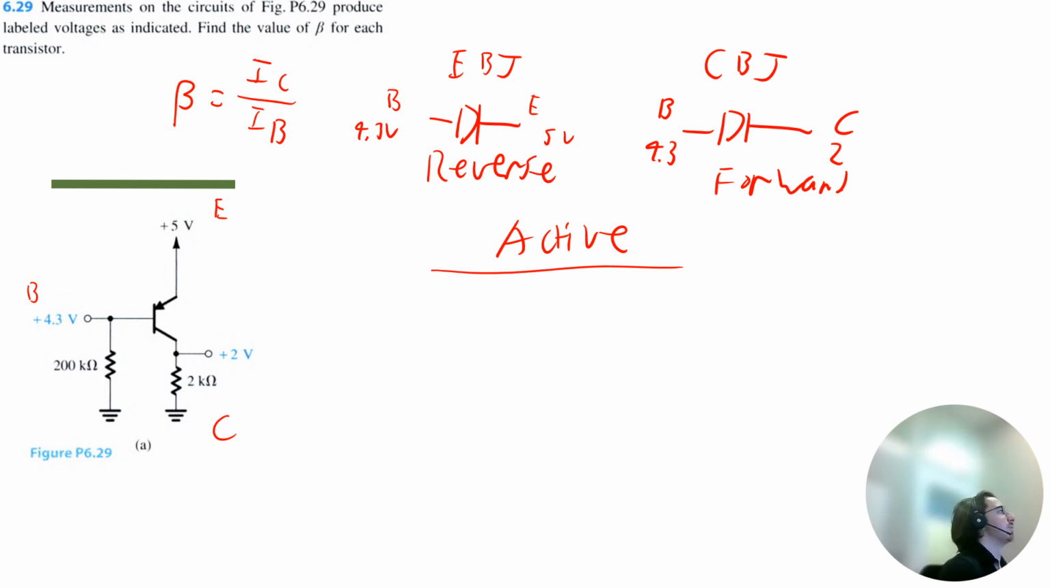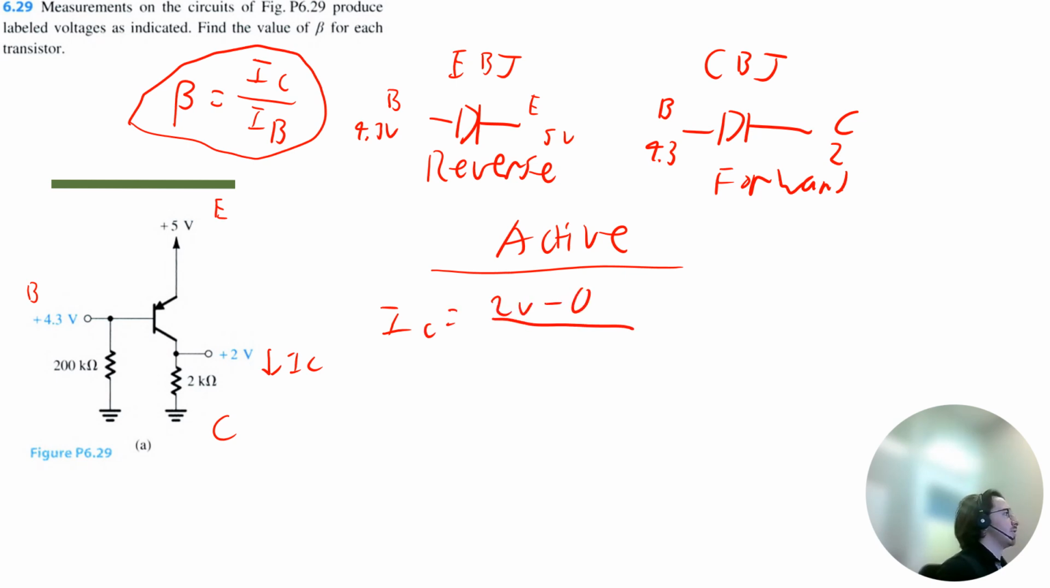So therefore we can leverage this equation, beta equals collector current divided by base current. So let's start by solving for the collector current. That is going to be 2 volts minus 0 volts because it's grounded, divided by 2 kilo ohms, which is equal to 1 milliamp.